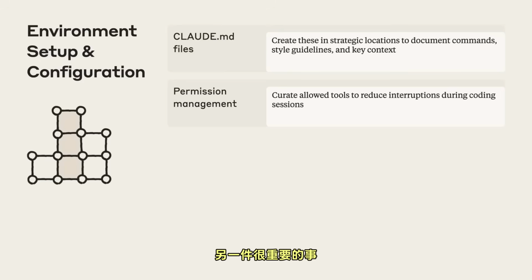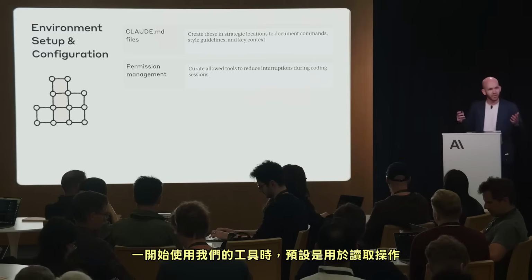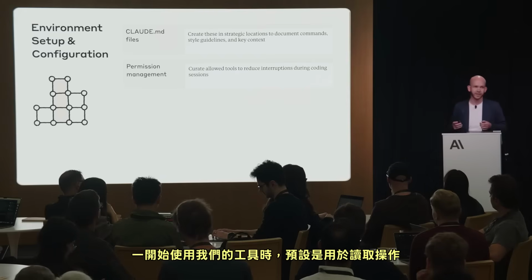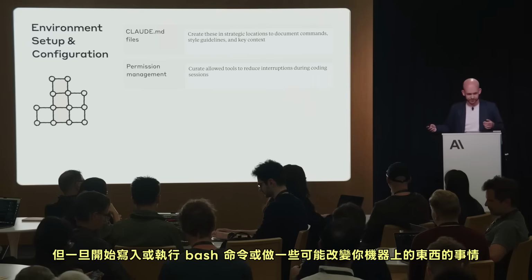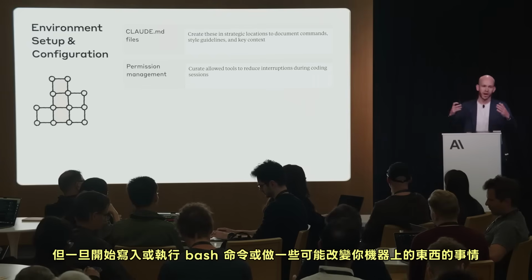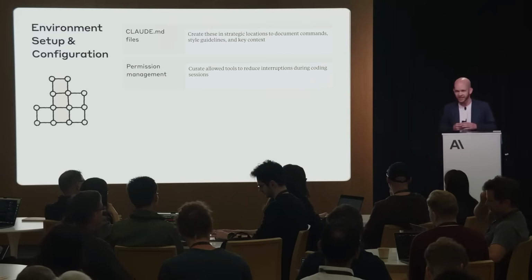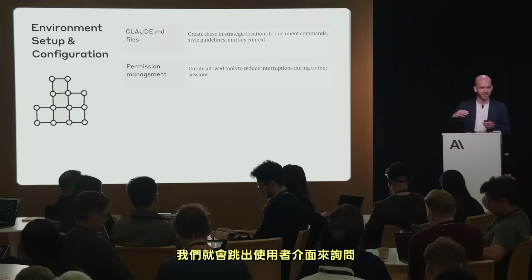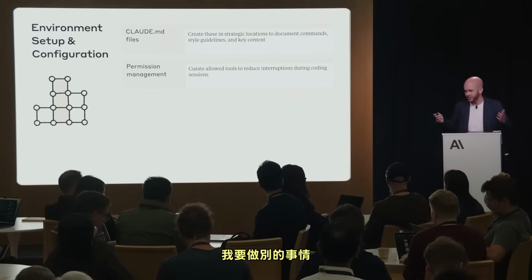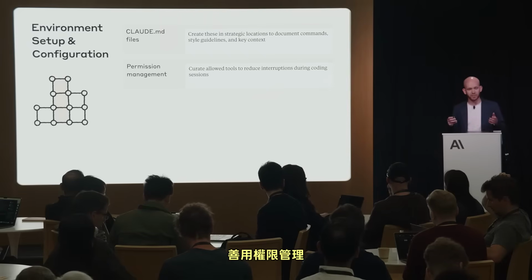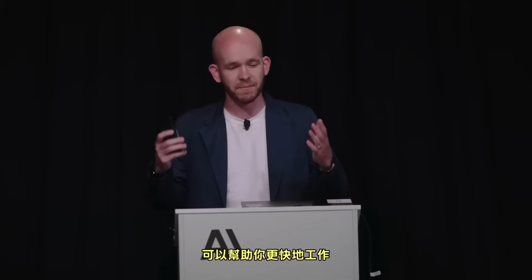The other important thing you can do is permission management. When you're running Claude Code, there are all sorts of permission prompts flying by. Out of the box, for read actions, if Claude is searching or reading, we just let it go. But once it starts writing or running bash commands or doing things that could change stuff on your machine, that's when we kick in this UI and it says something like, yes, always allow this, or no, I want to do something else. Being smart about permission management can help you work faster.